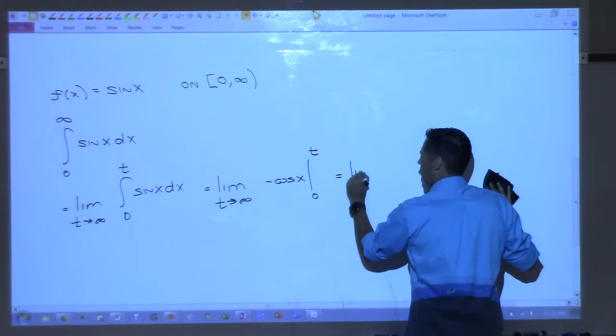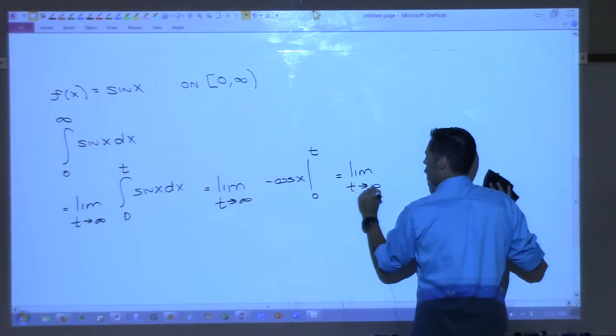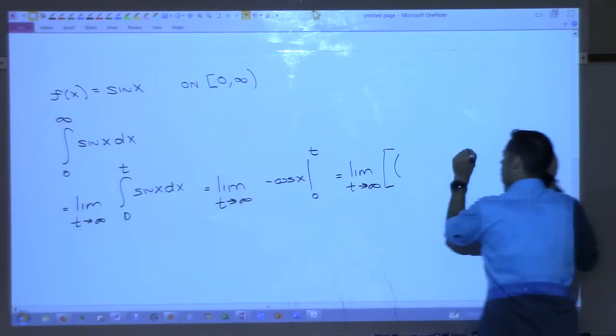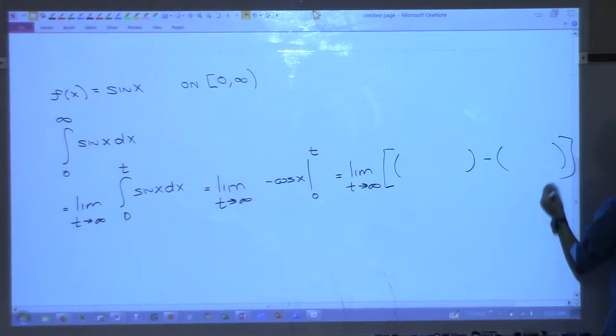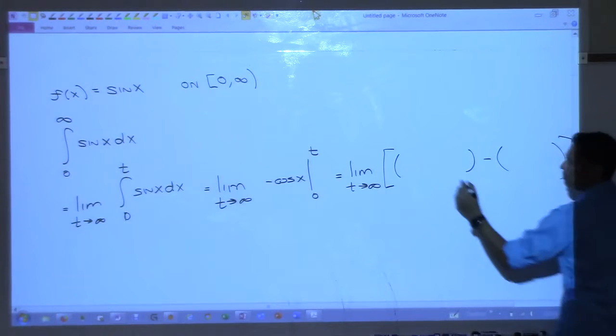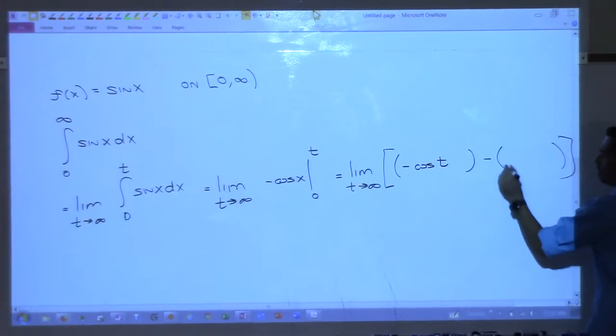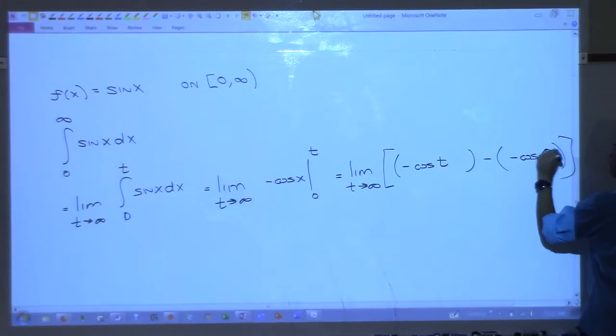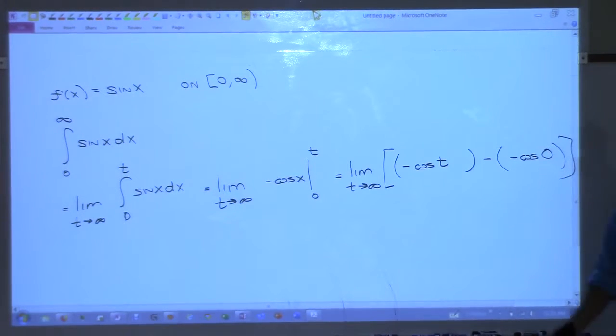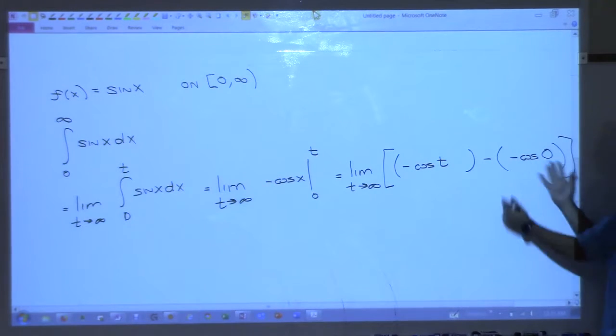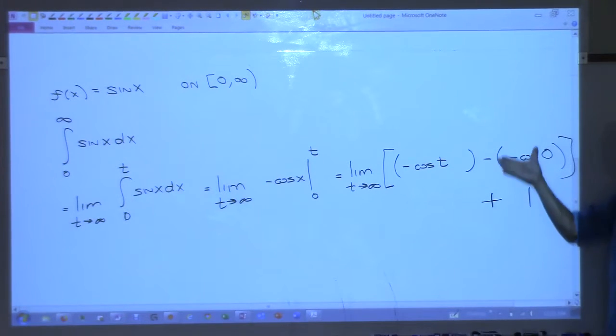And that means we have the limit as t goes to infinity. I like to do my parentheses like this. First we plug in t, so negative cosine t, and then we plug in 0, negative cosine 0. So what does this become? That's going to be 1, negative 1, and then another negative, so all of that together will be plus 1 over here. All that's plus 1. But what about this?